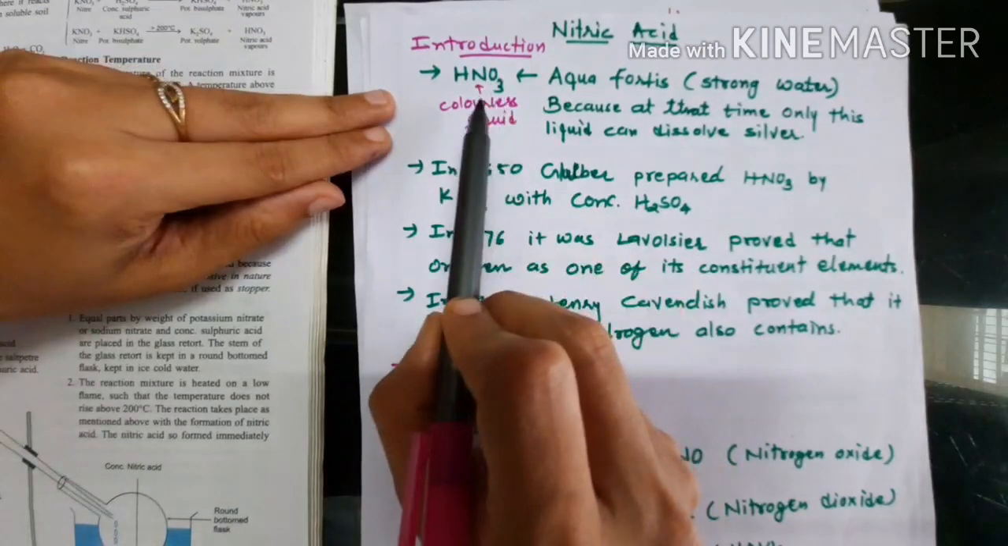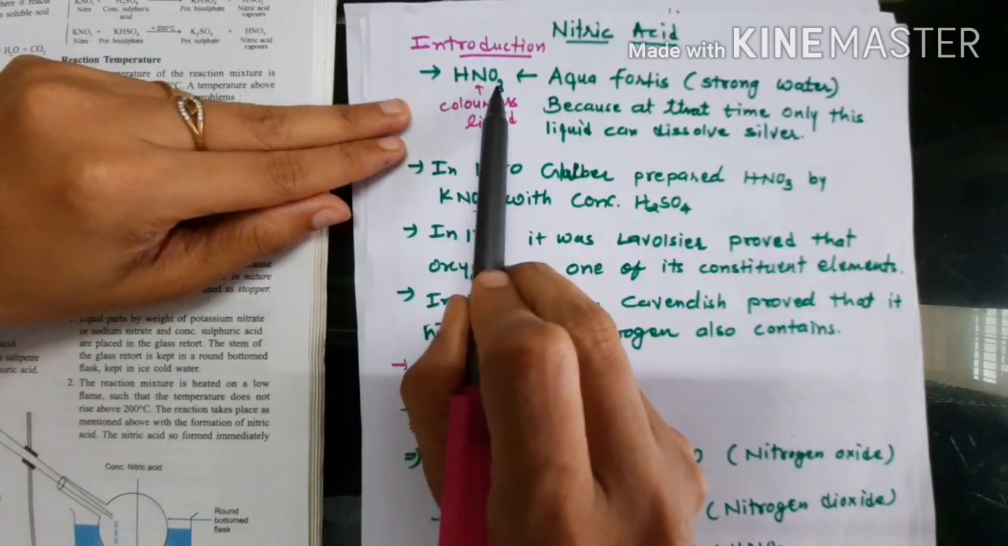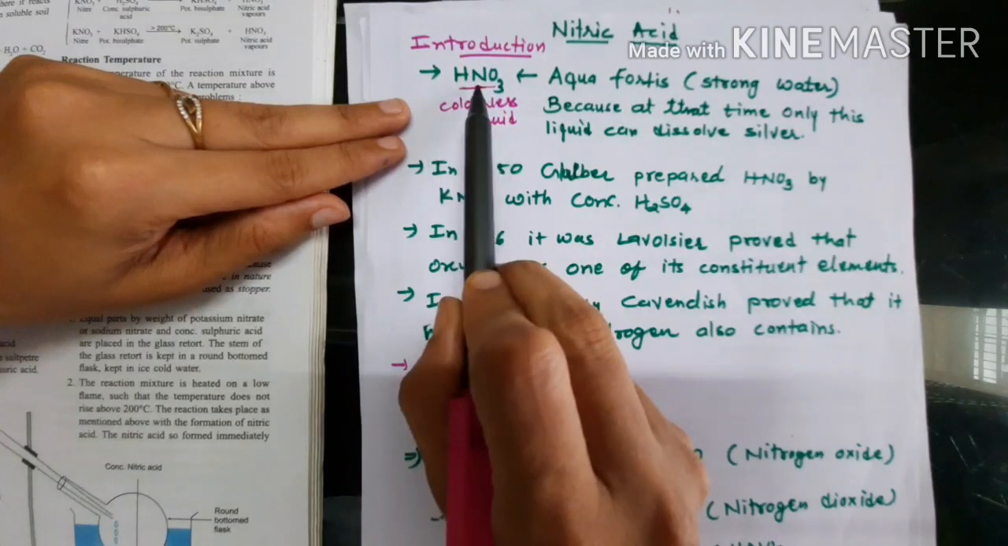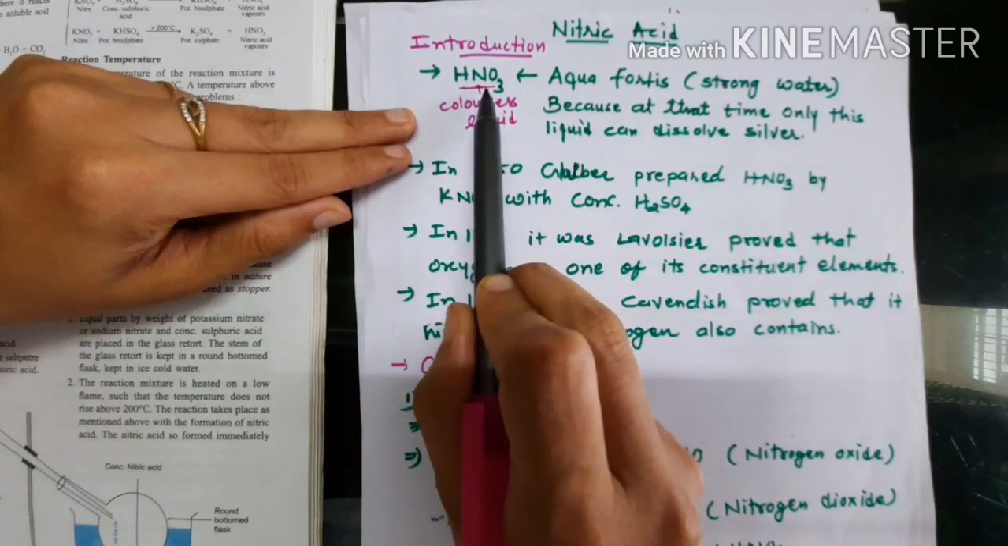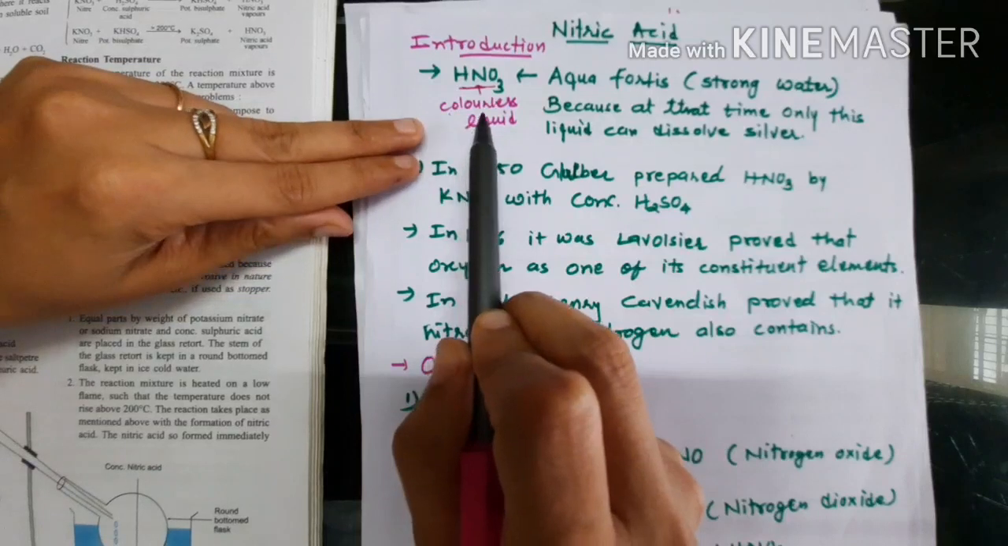In the introduction, first, HNO3 is the formula of nitric acid, and it is a strong acid and it is a colorless liquid. Okay, that is the first thing.